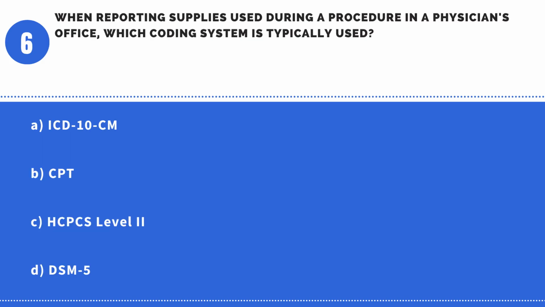Question 6. When reporting supplies used during a procedure in a physician's office, which coding system is typically used? A. ICD-10-CM. B. CPT. C. HCPCS Level II. D. DSM-5.